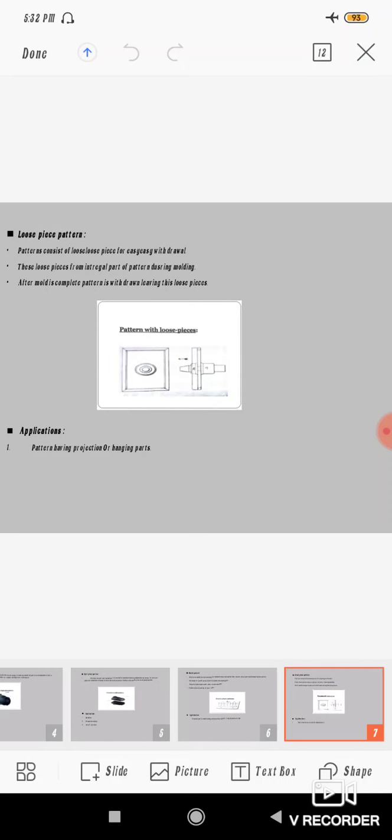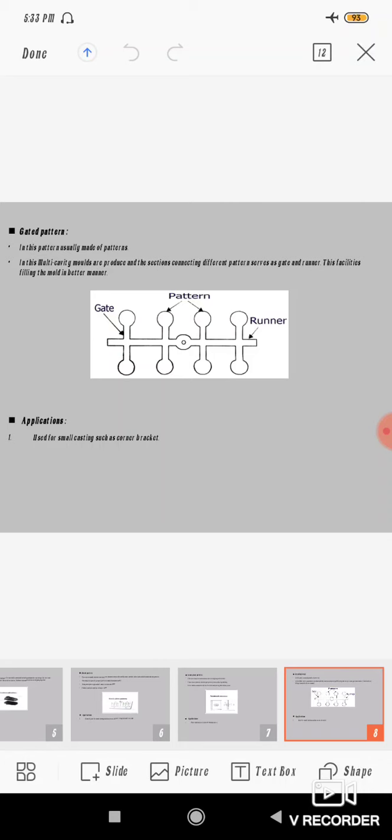Next is loose piece pattern. This pattern consists of loose pieces for easy withdrawal. These loose pieces form an integral part of the pattern during molding. After the mold is complete, the pattern is withdrawn, leaving these loose pieces. This is the loose piece pattern. Applications: patterns having projections or hanging parts.